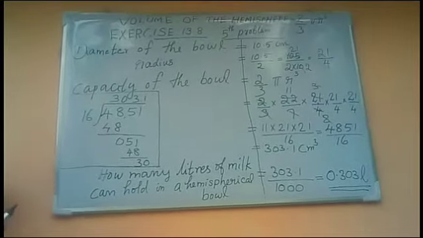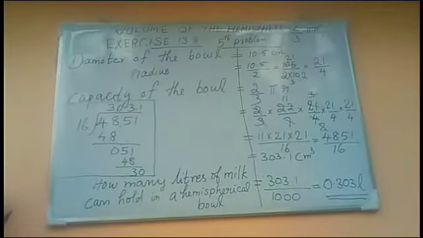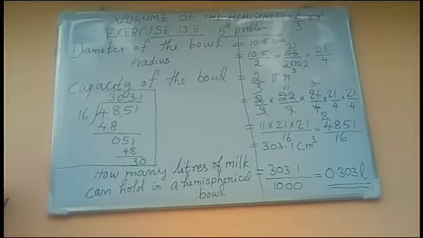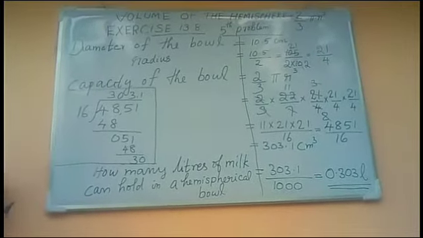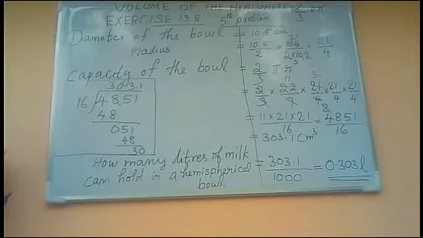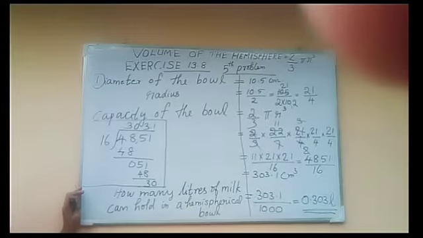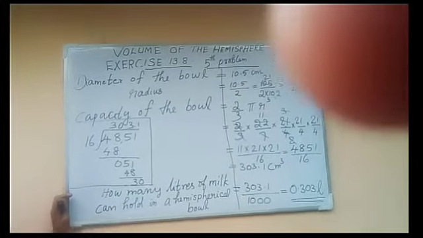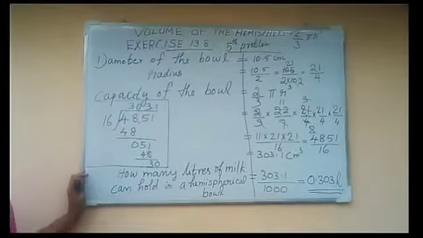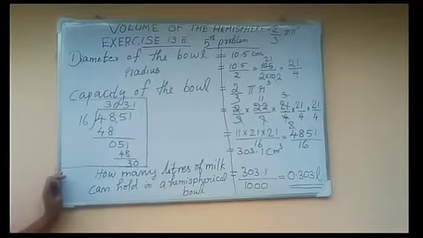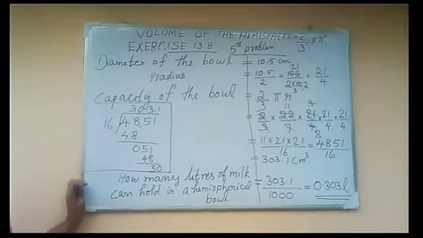Radius is equal to 10.5 by 2, half of the diameter. Then to change the decimal, we can divide by 10. So 105 by 2 into 10, and after cancellation, we will get 21 by 4.